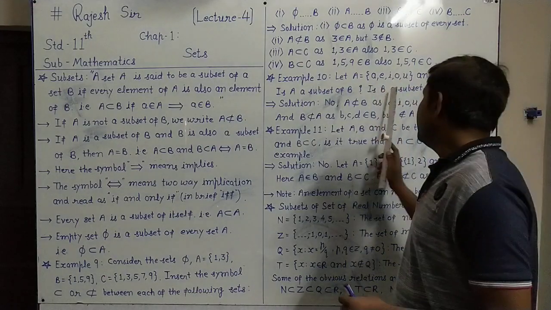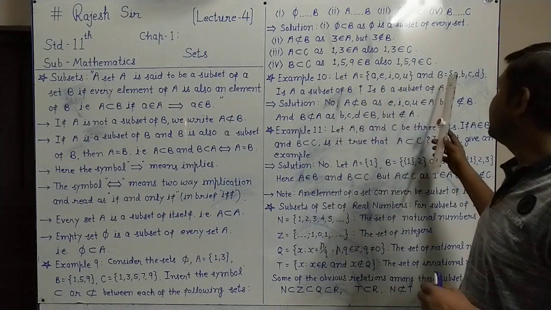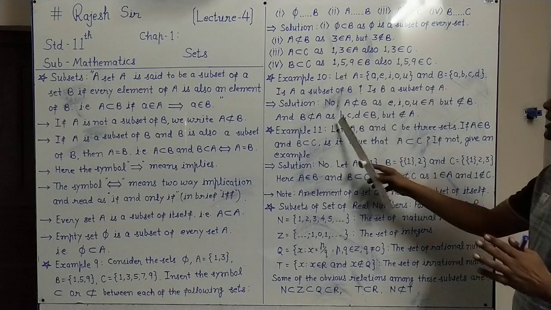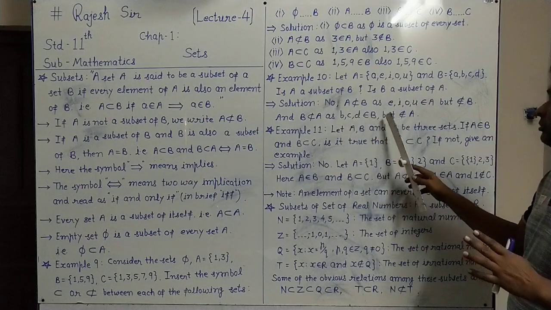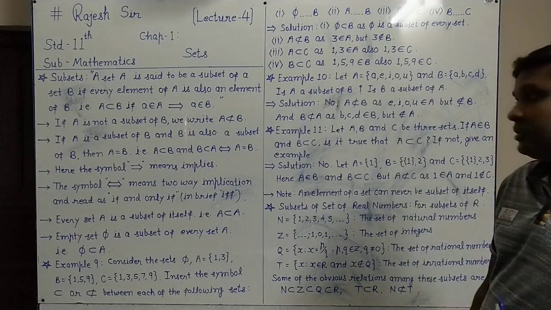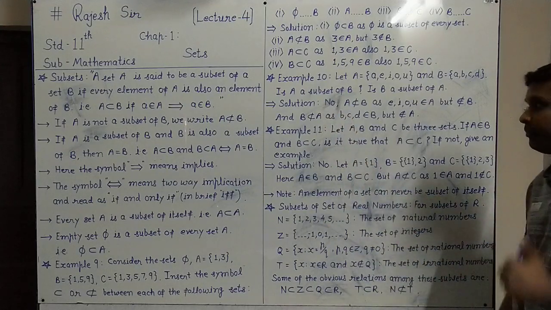Similarly, for B being a subset of A, we will check that B is also not a subset of A, because in B we have b, c, d elements belonging to B, but these elements don't belong to A. Right? So B is not a subset of A.